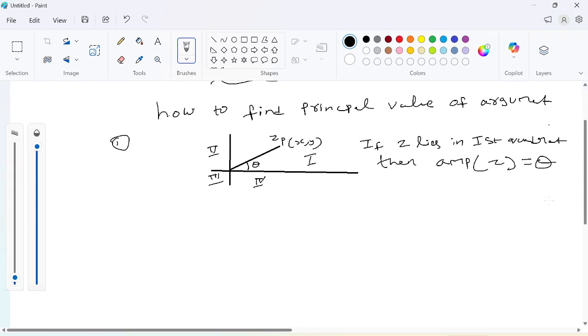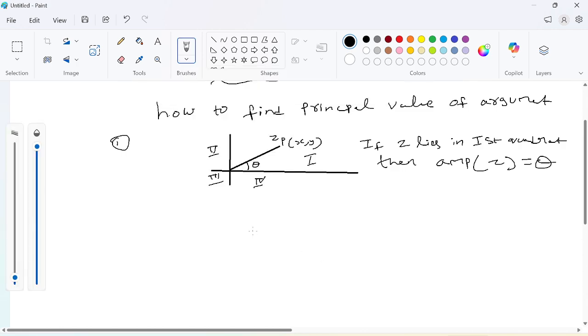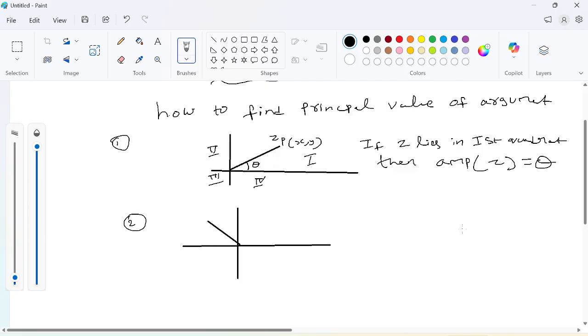Now in the second case we will see. Second case, what does it tell? Now you see my complex number now lies here. That is the second quadrant. In the second quadrant my complex number lies. That means here, P of x comma y lies in my second quadrant. Now let this angle be, say, alpha.